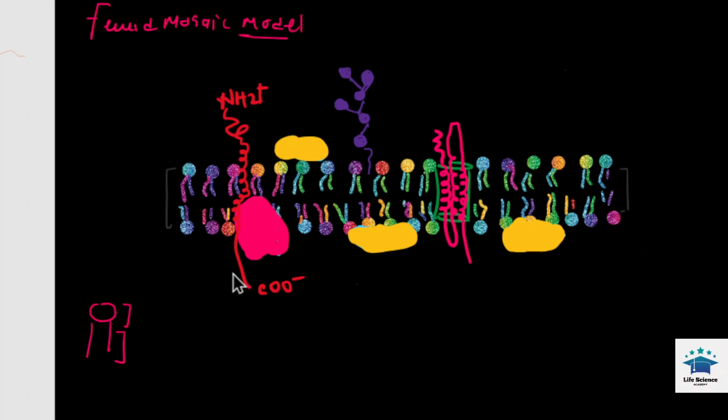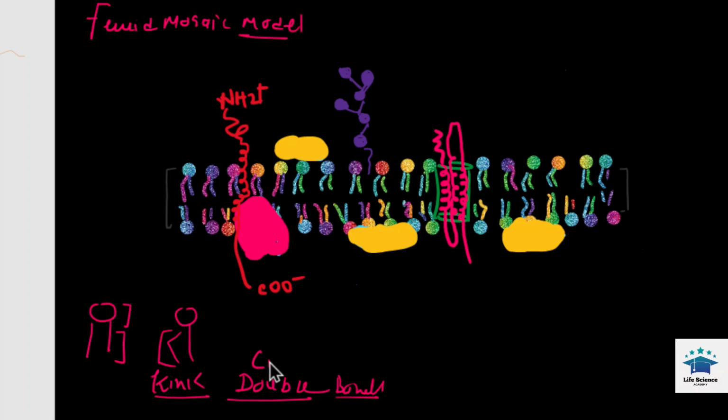Here we have the head and tail part, and some may have a kink. This kink defines the double bonds in the acyl chain, a cis double bond. This is the configuration of cis. We have two types of configuration: one is trans and one is cis. So here the double bond is present in the cis configuration.